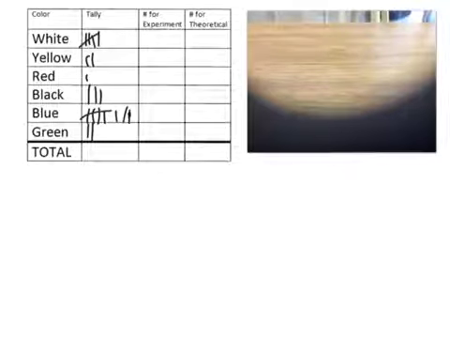Okay, so let's write down how many of each we got in our chart. So the number for the experiment, we got 5 white, 2 yellow, 1 red, 3 black, 8 blue, and 2 green. The total number of tallies or trials here, we can do a little adding. Let's see here, 5, 10, 21. It looks like there were 21 trials performed. And so now we could answer a set of questions on experimental probability.